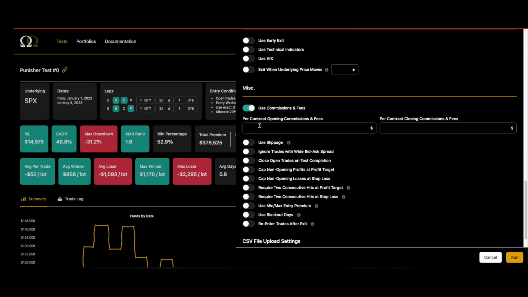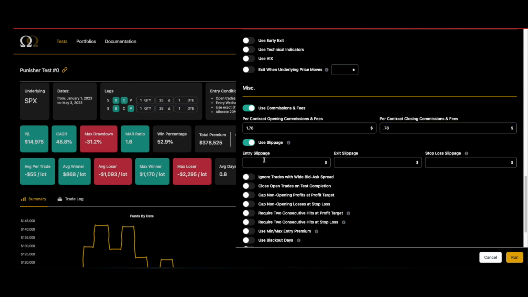And the first thing is most brokers, now we're looking at SPX now. Most brokers charge a fee for SPX. We do have other symbols in here that there may be some brokers that don't charge a fee, but I see a lot of SPX tests where there's no fee. So I'd recommend a fee. The next thing is you probably want some amount of slippage. So we're going to do 10 cents entry, 10 cents exit, and we're going to do 20 cents on the stop loss.